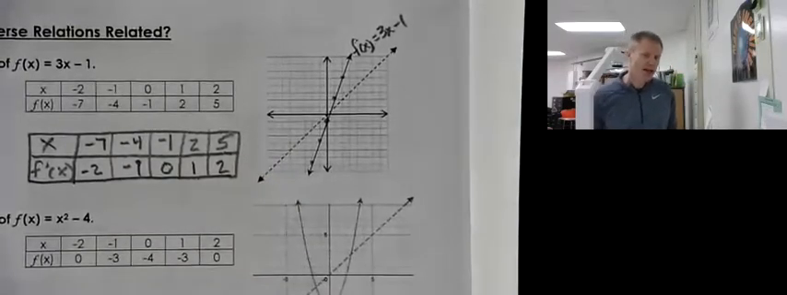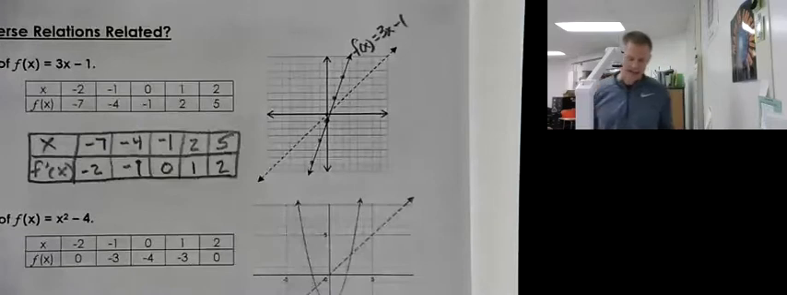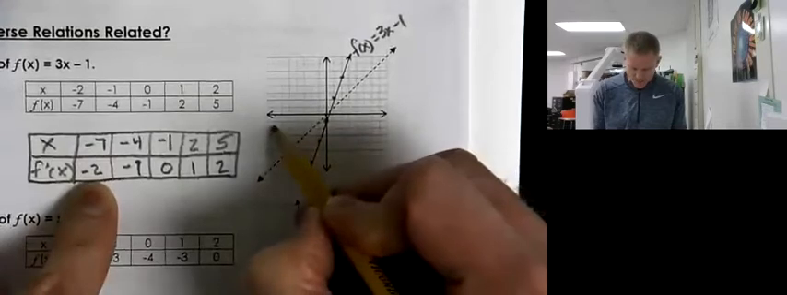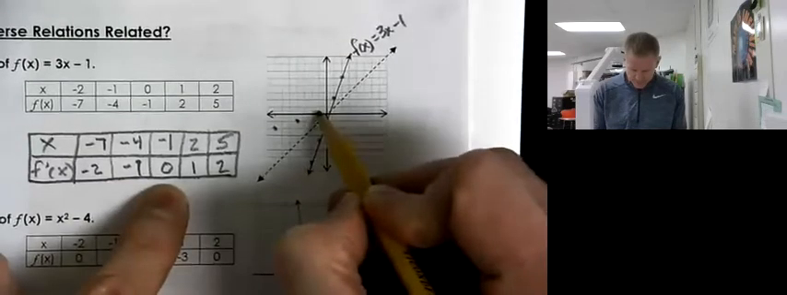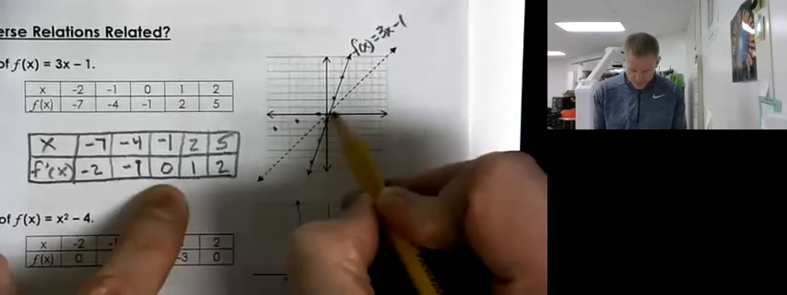So there's your new table. Plotting that new table can be pretty simple. 1, 2, 3, 4, 5, 6, 7, down 2. 1, 2, 3, 4, down 1. Over 2, up 1. Over 5, up 2.